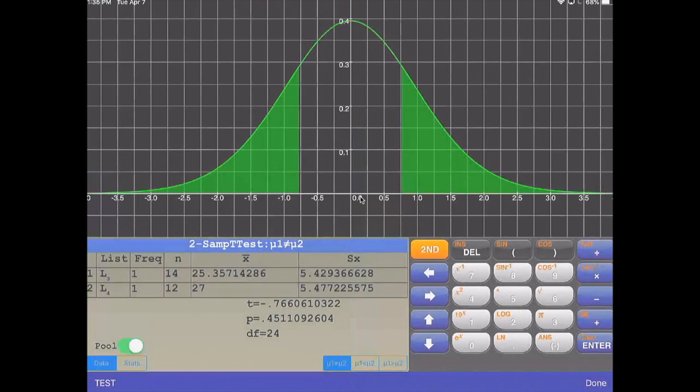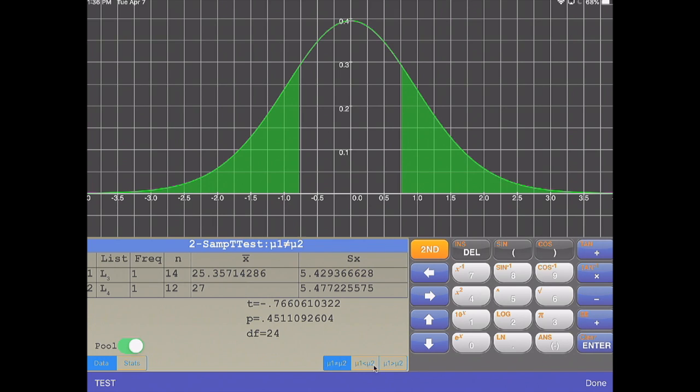Clicking done. You can see that it has spilled over and given me all the facts without even having to do one var stats. It's set up to pool already. It's given me the sample averages and the sample standard deviations from both grade levels. It's given me a t-score. It's graphed it for me. It's given me a p-value. It calculated the degree of freedom, all by just simply pressing a few buttons.